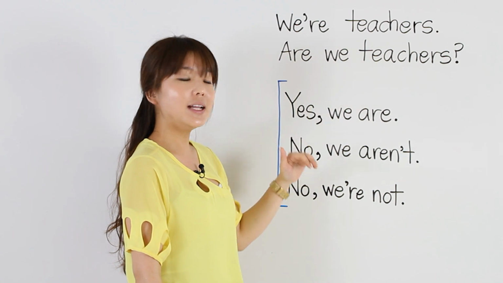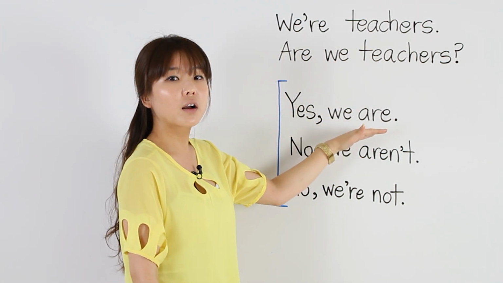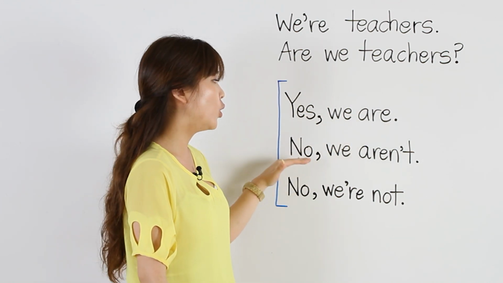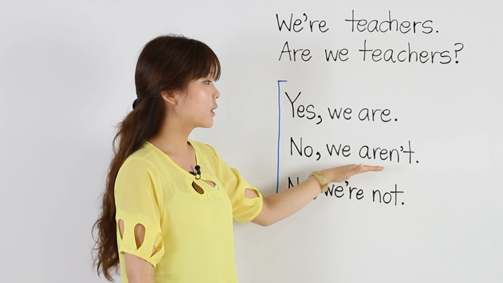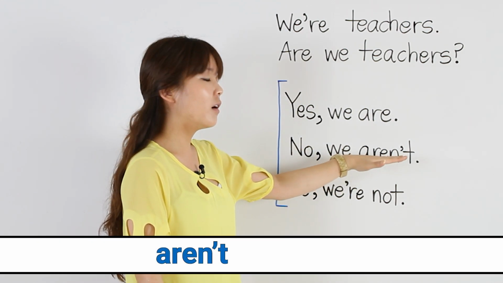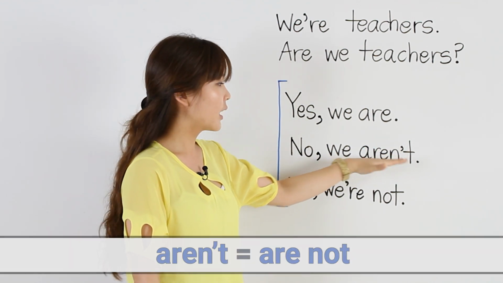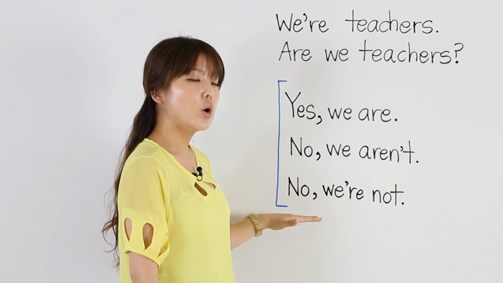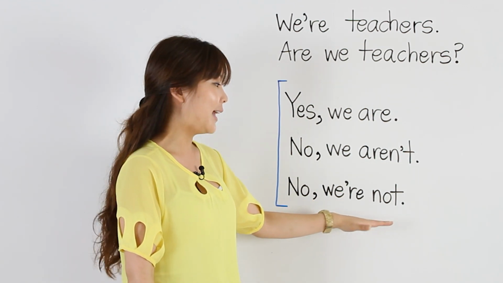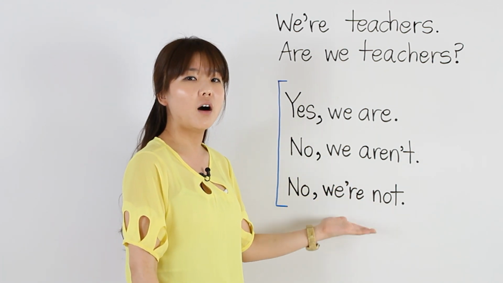When we answer, we can say several things. Yes, we are. Or, no, we aren't. Listen, aren't. Aren't is a contraction for are not. Or we can say, no, we're not. And you know that we're is a contraction for we are.